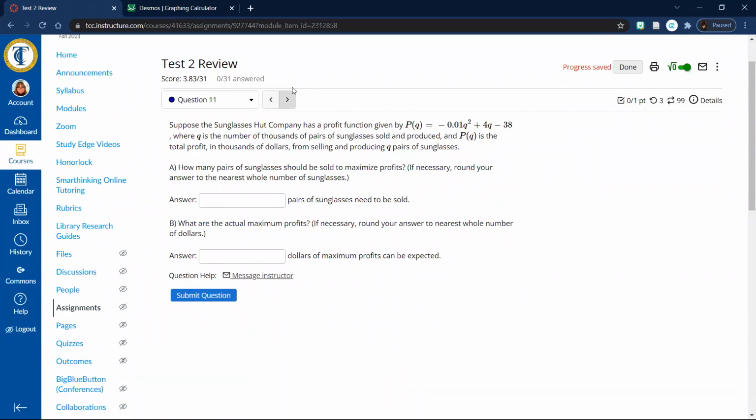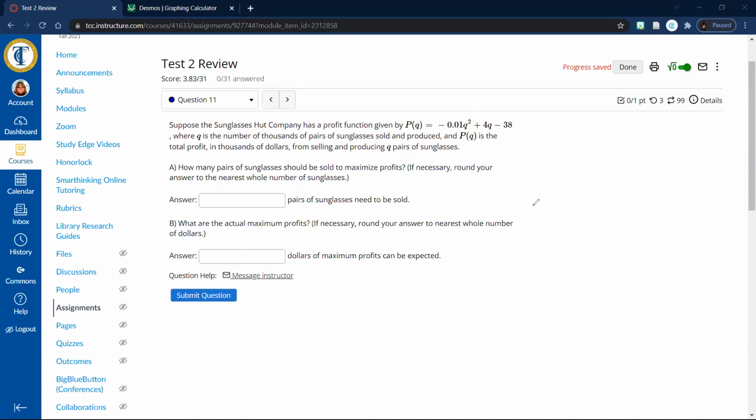Let's talk about this one because we talked about maximum and minimums, but now you're given a paragraph of text. Sunglass Hut Company has a profit function given by this equation. What kind of equation is that, by the way? Quadratic. Yes, it is. Good catch. That square there means it's quadratic.